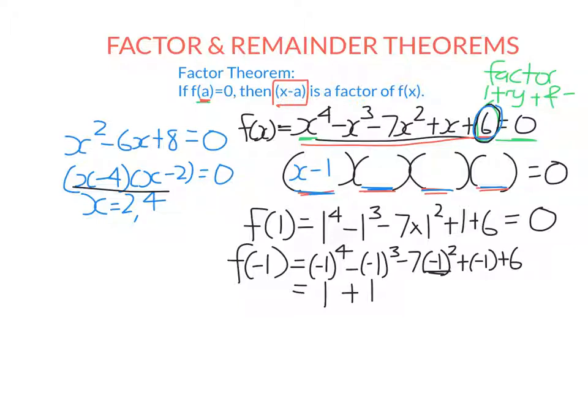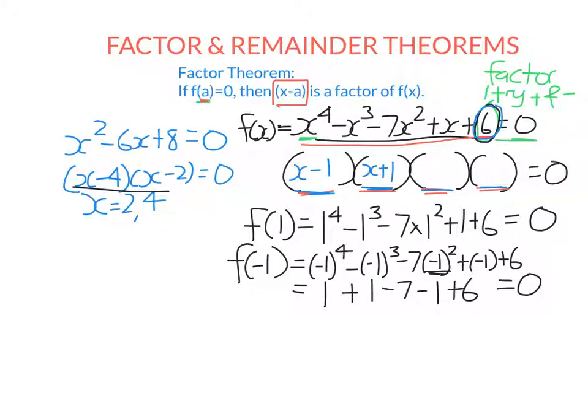So negative 1 squared is positive 1. And then I have another negative 1 and a positive 6. And once again, this is equal to 0. So that means that x minus minus 1, or x plus 1, is also a linear factor.